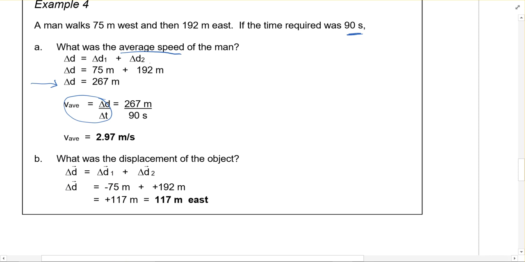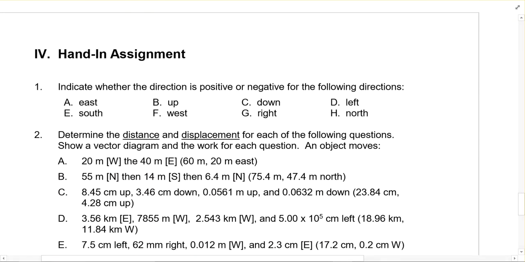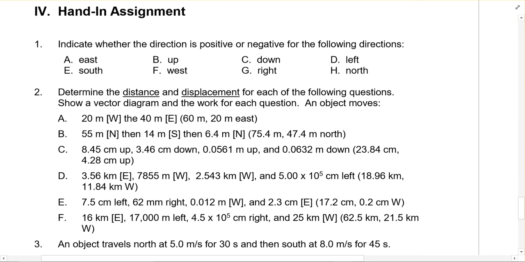You need to make sure that if you're looking for a scalar quantity, you use a scalar quantity. So we need to find the distance, not the displacement. If the question said what was the average velocity, you would find the displacement and then use the same formula. The formula is the same, but you're just using the displacement instead of the distance. Okay, I'm going to let you guys look through B. And then I'd like you guys to do the homework assignment, 1 to 5. Okay, I'll see you guys in the next video.